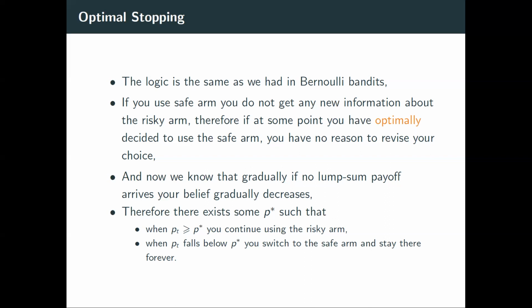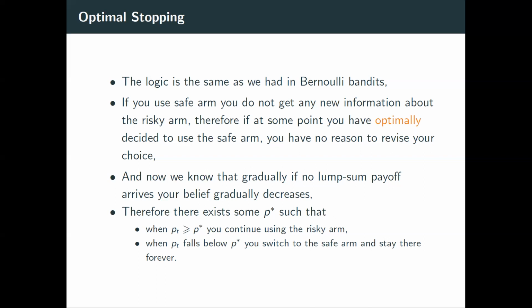And therefore, we can call this problem an optimal stopping problem. That is, it can be the case that even from the start, you use the safe option and you use it forever after. But if initially you use the risky option, right? Then the problem is basically when to stop, when to be so depressed that you switch to the safe arm and then use it forever after.